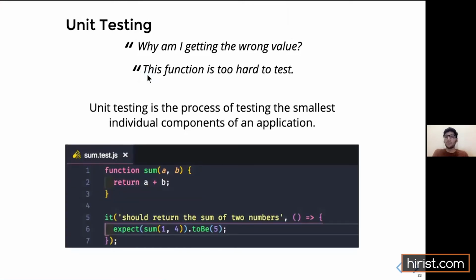So in this case, again, we have the sum function, right? And I say, okay, the sum of 1, 4 should be 5. So if you're ever thinking, okay, why am I getting the wrong value, or this function is probably too hard to test, then probably that's a deficiency in unit testing, right?